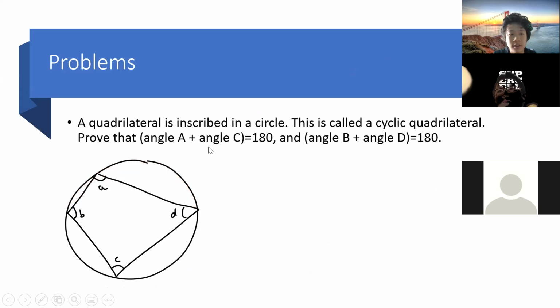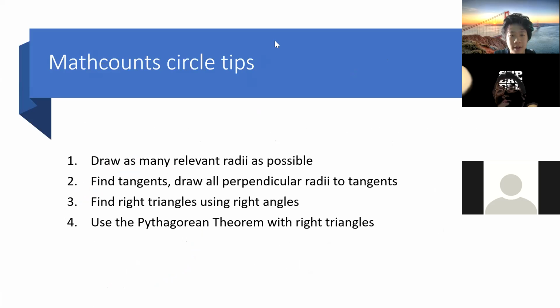Cool. So we're going to go on to some Mathcounts problems now. And here are the 4 most important tips you can have for Mathcounts circle problems. So first of all, draw as many relevant radii as possible. Okay? So it doesn't matter if they're going to be useful or not in the end. Draw as many radii that you think should be useful to solving the problem.